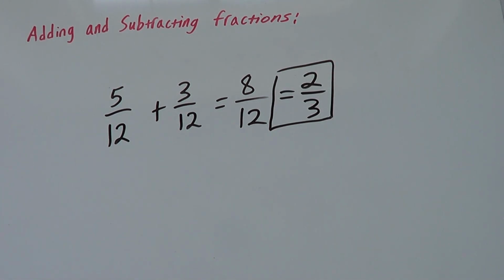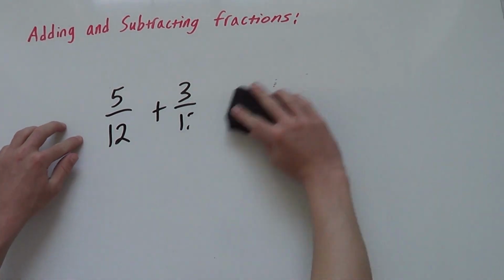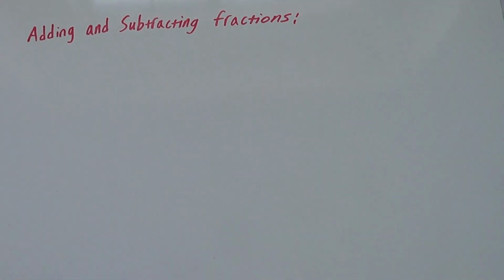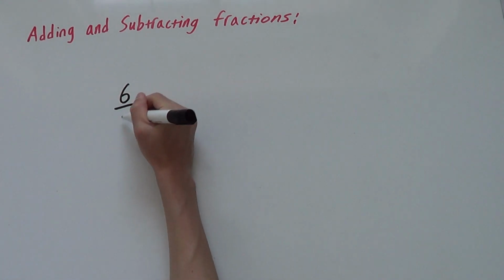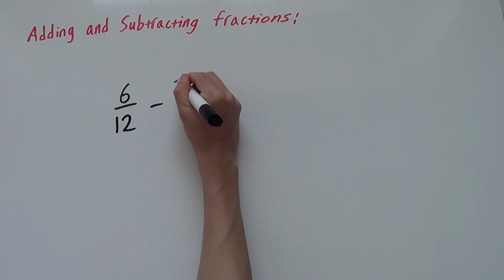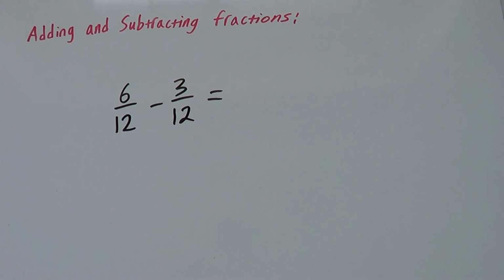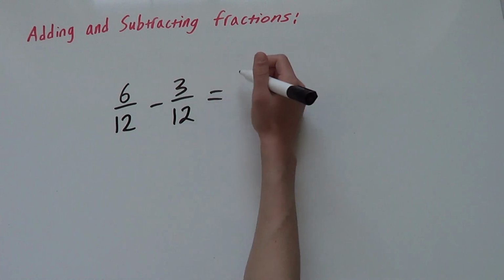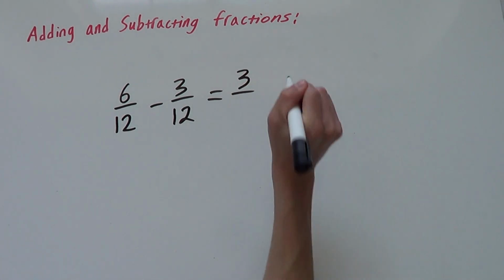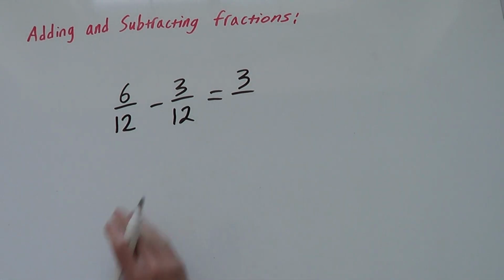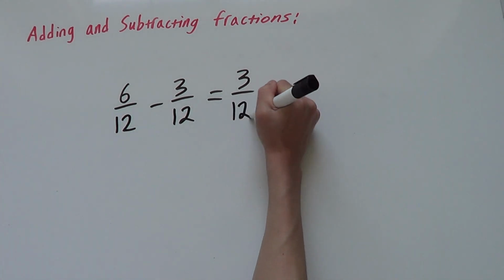Now, let's look at how to subtract fractions. To subtract fractions is pretty much exactly the same, except you subtract the numbers. So let's say we have 6/12 minus 3/12. So, we subtract the numerators this time to give us 6 minus 3, which is 3, and we keep the denominator the same, so 3/12.